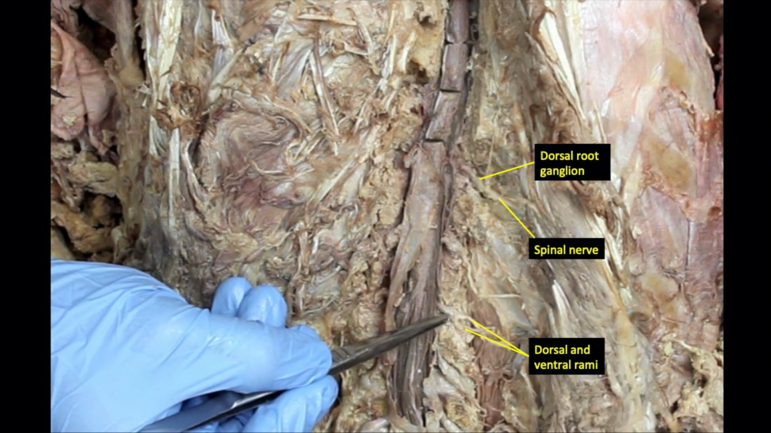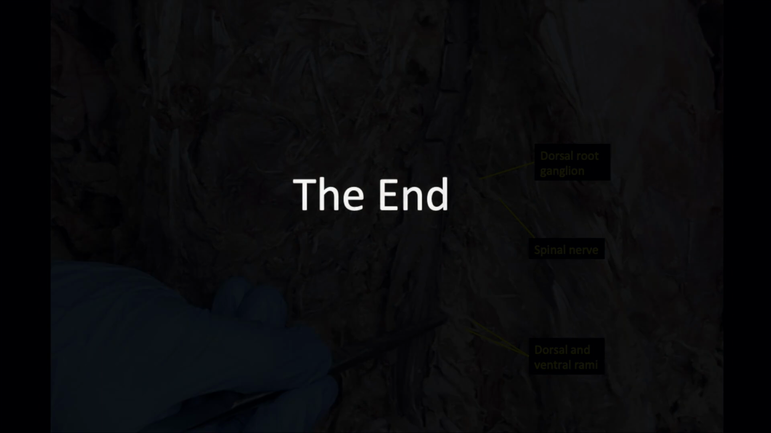Further dissection laterally reveals the dorsal root ganglion of each nerve and the bifurcation of each spinal nerve into dorsal and ventral rami. This now concludes the dissection of the spinal cord.